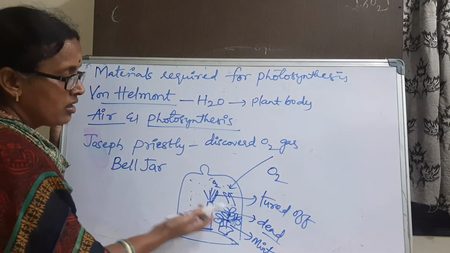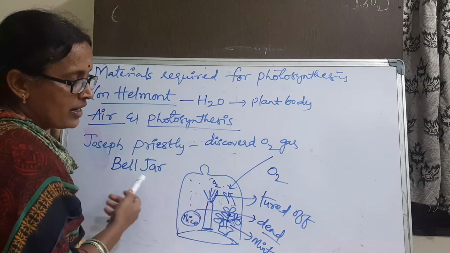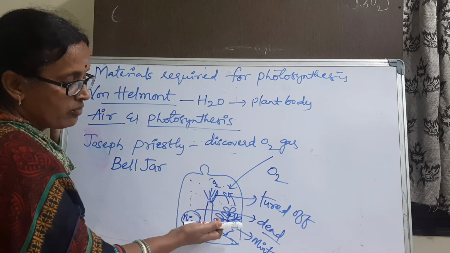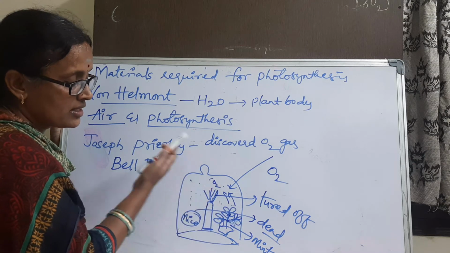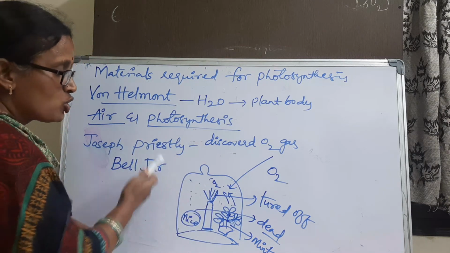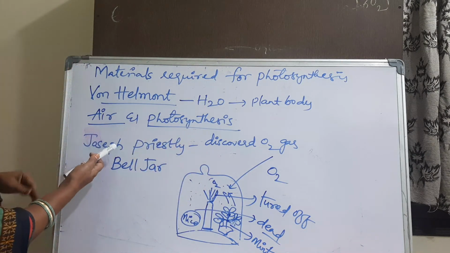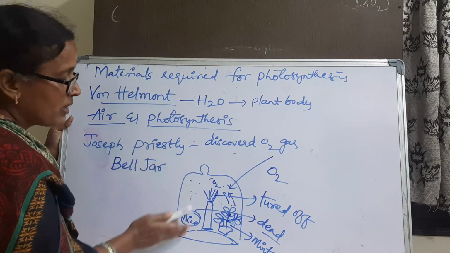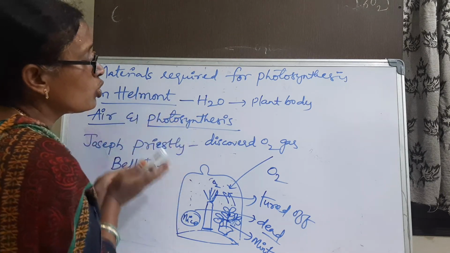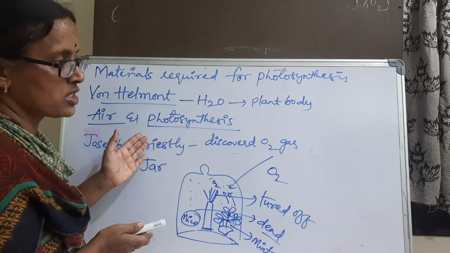We know that gas is carbon dioxide, which is stored by the plants, and for the process of photosynthesis they are releasing the oxygen that is utilized. So this is the experiment done by Joseph Priestley. This is one of the milestones in getting to know more about the photosynthesis process.